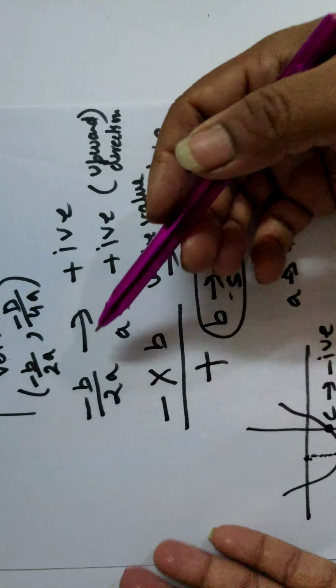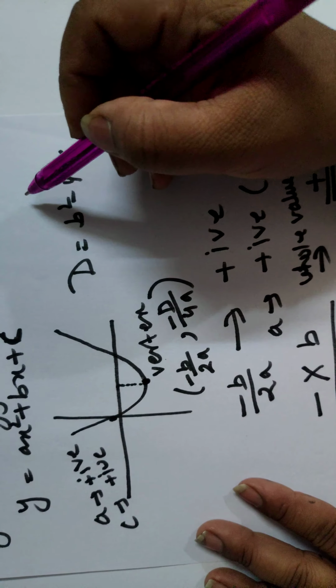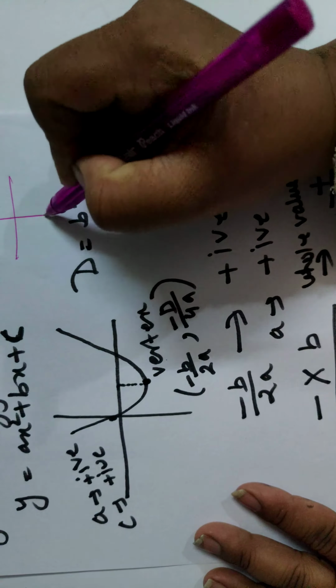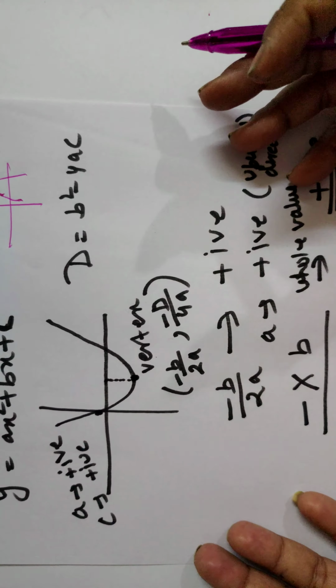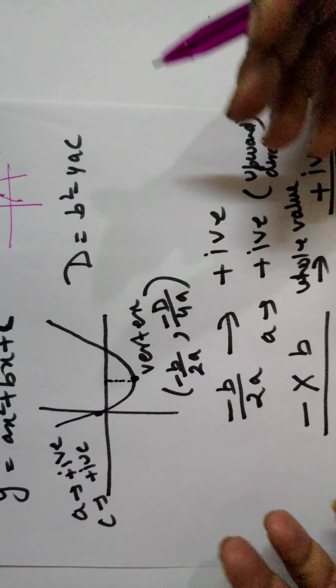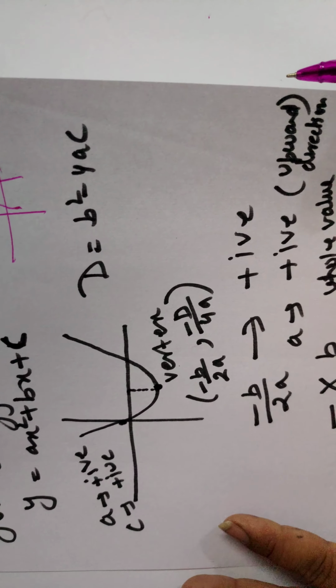And of course, the easiest thing is that if the graph is in the upward direction, then A will be positive. If the graph is in the downward direction, A will be negative. So it is vice versa. After seeing the graph, we can know the nature of the polynomial, and after seeing the polynomial, we can imagine the graph also. I hope it is now very clear about the graph.